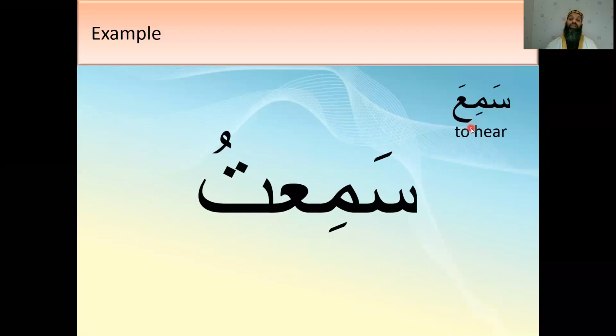Okay, so sami'a means to hear. So in a sentence, sami'a means he heard. It's a root word, he heard. What does sami'tu mean? Good. Just really quick, so I heard. Qataltu, I killed. Sami'tu, I heard. Raja'tu, I returned. Zalamtu, Allahumma inni zalamtu, I oppressed. Right?